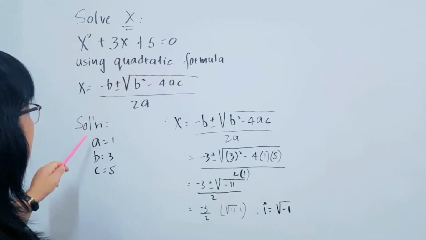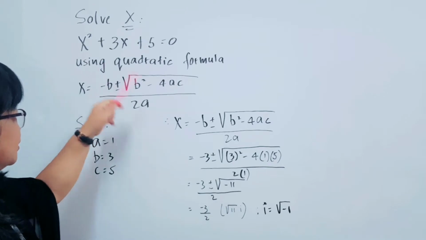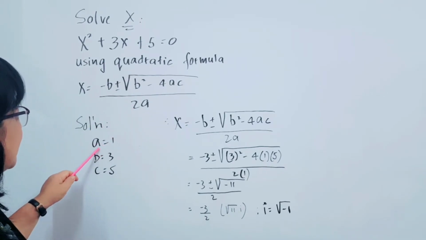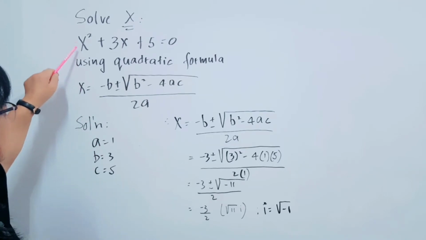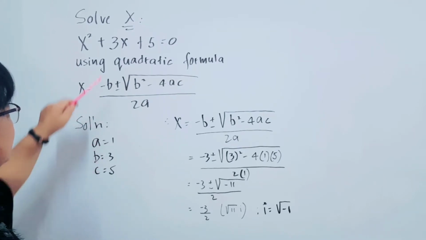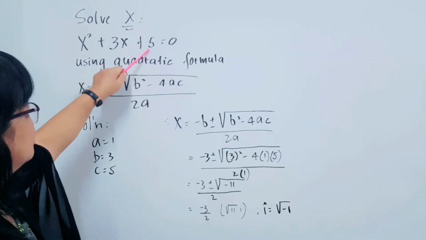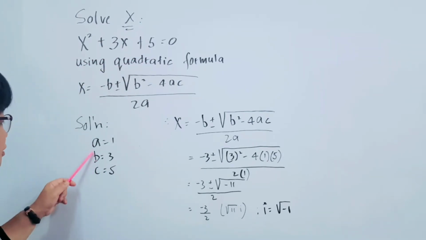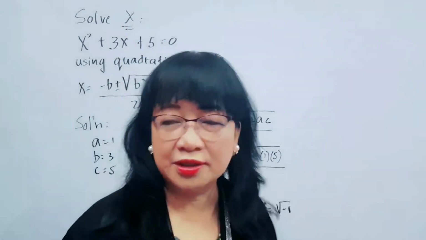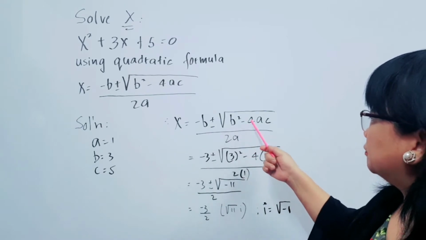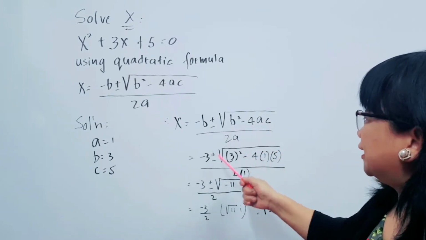constant. So the solution for this, we will find a, which is equal to 1 because this is 1, and b which is equal to 3, and the constant c is equal to 5. Now just substitute these values to this equation. x equals minus b plus or minus the square root of b squared minus 4ac over 2a.